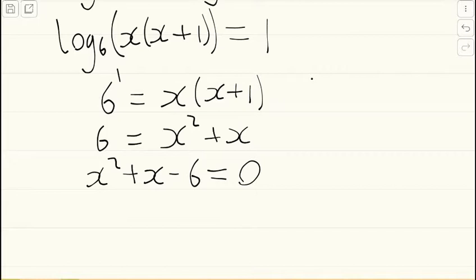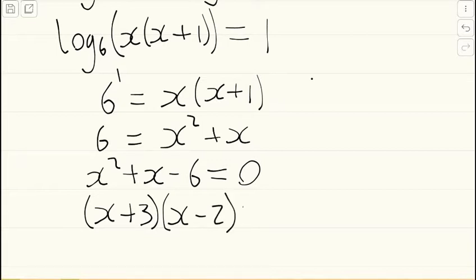Question, can I factorize this? Yes, I can. Two numbers that multiply to give minus 6 and add to give positive 1. Well, that's going to be positive 3 and negative 2, so that factorizes to x plus 3, x minus 2, and that equals 0. That gives me that x equals minus 3 or x equals 2.